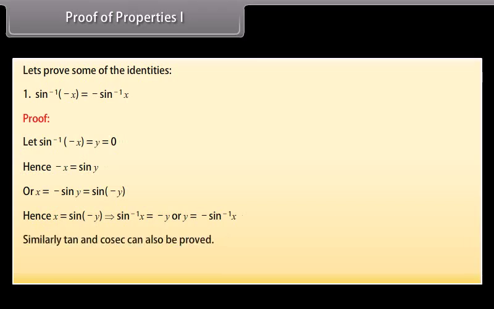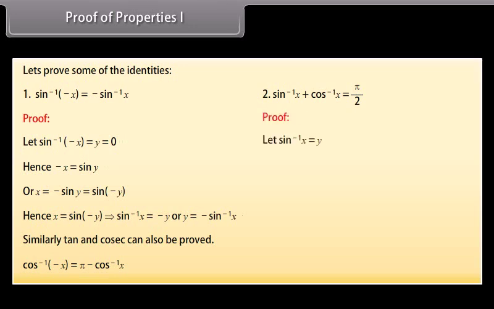Similarly, tan and cosec can also be proved. Cos inverse of minus x is equal to pi minus cos inverse x. Second, sine inverse x plus cos inverse x is equal to pi by 2.